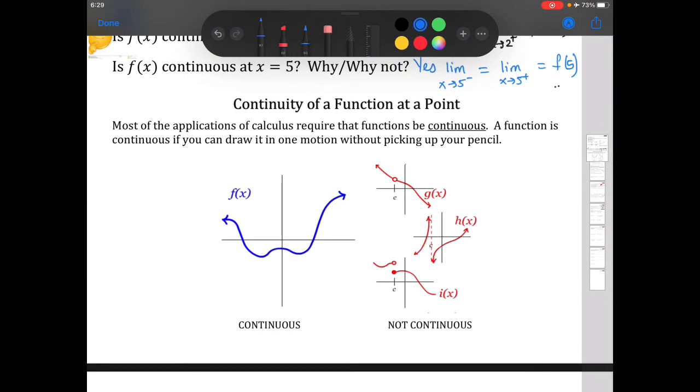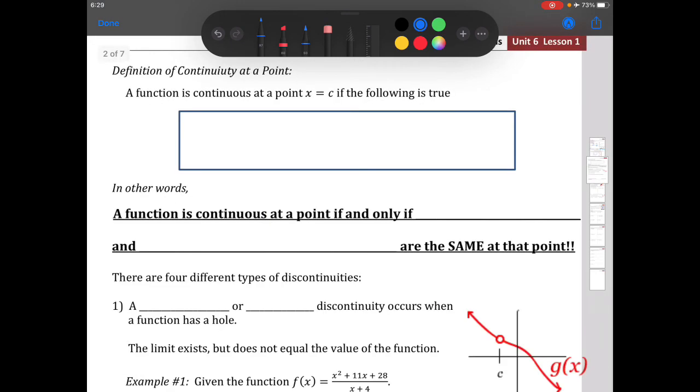So continuity of a function at a point. Most of the applications of calculus require the functions to be continuous. A function is continuous if you can draw it in one motion without picking up your pencil. So these are a few examples given to us. Okay, definition of continuity at a point. So let's write that down.